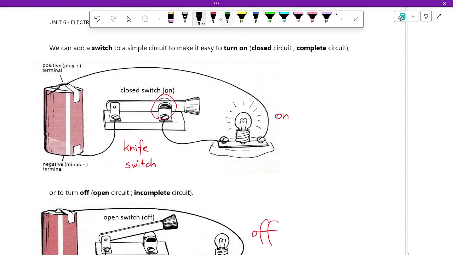So at the top, we have our positive terminal. At the bottom, we have our negative terminal. So the positive goes on the top and the negative goes on the bottom. Somewhere or other, we're going to have our light bulb. I'm going to put it on the side over here.